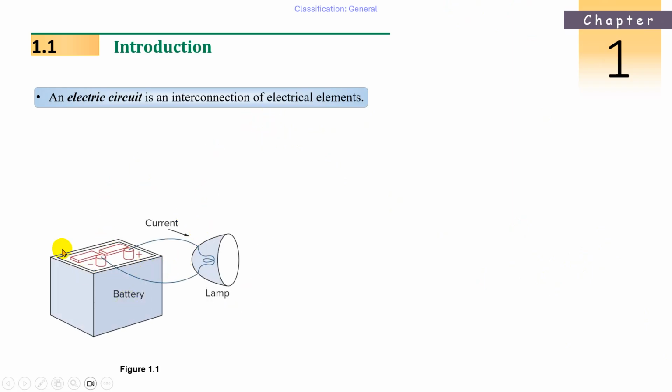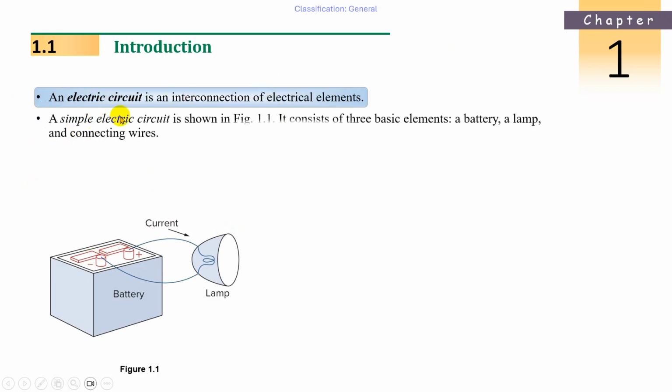For example, in this figure, what do you observe? What are the items I have? Electrical elements. One is a battery, an electrical element which gives the voltage and current. This is a lamp, which we can also call a resistor, which gives the light. Then there are two wires. With the two wires we connect the battery to the lamp. So this is a simple electrical circuit. A simple electrical circuit shown in the figure consists of three basic elements: a battery, a lamp, and connecting wires. Three items make a simple circuit.